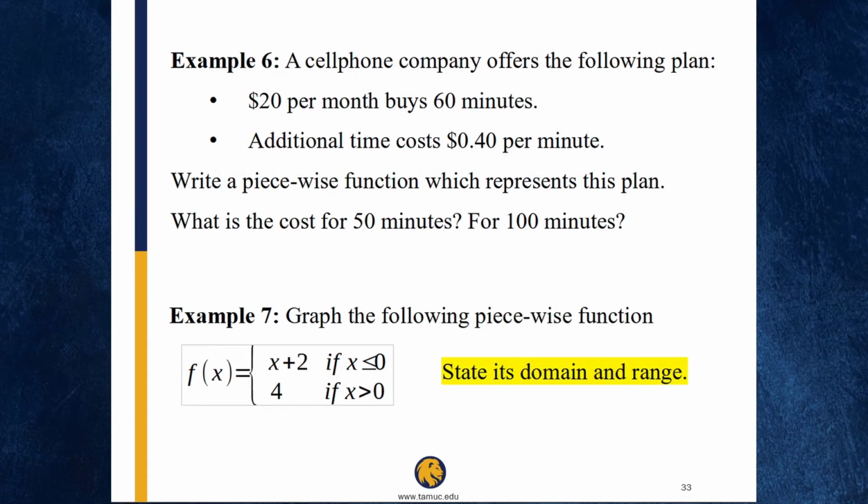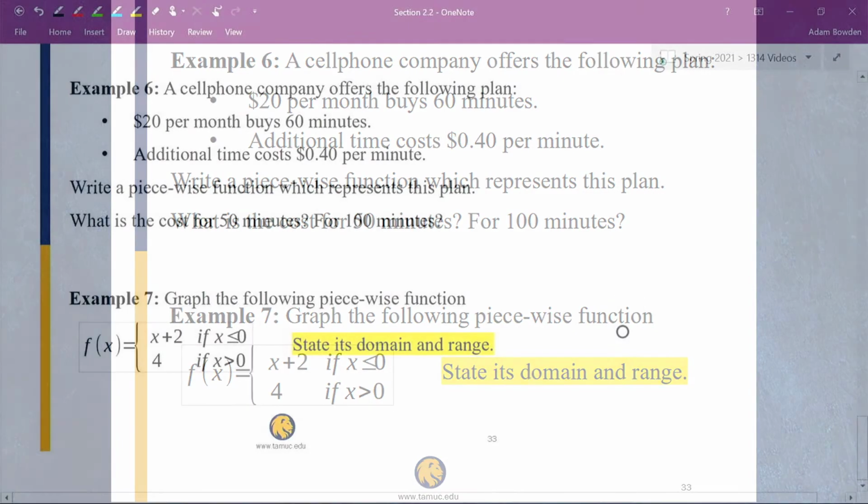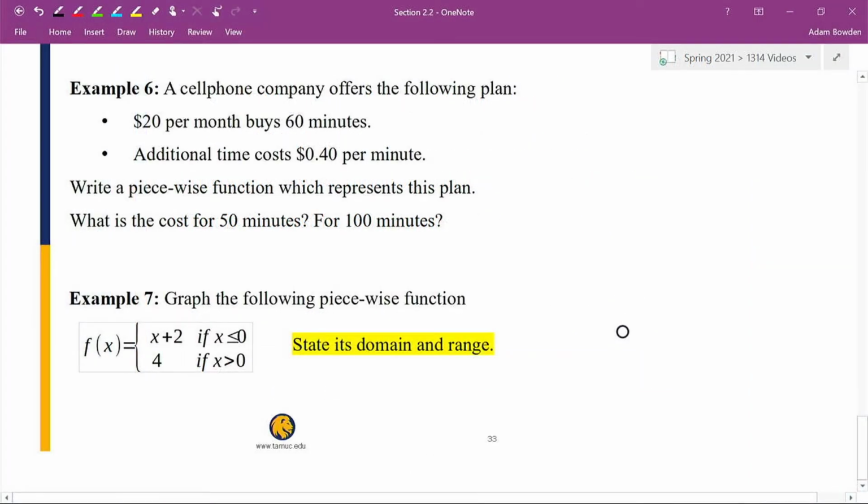And so we're going to work through a few examples now of piecewise functions and go through how we construct and graph the different types of functions. The first example says a cell phone company offers the following plan: $20 per month buys 60 minutes, and additional time costs 40 cents per minute. Write a piecewise function which represents this plan, and what is the cost for 50 minutes or for 100 minutes?